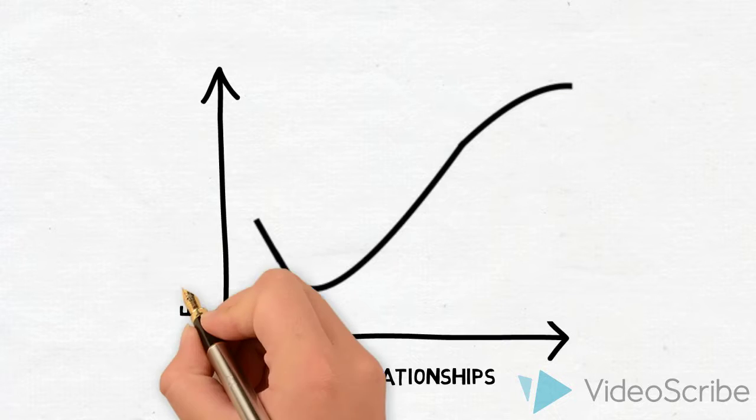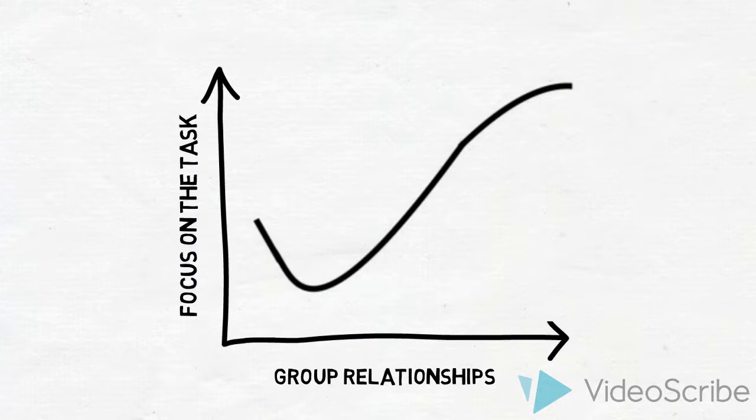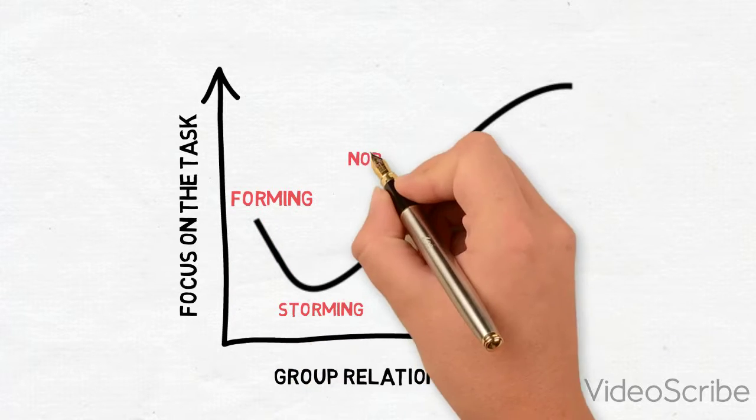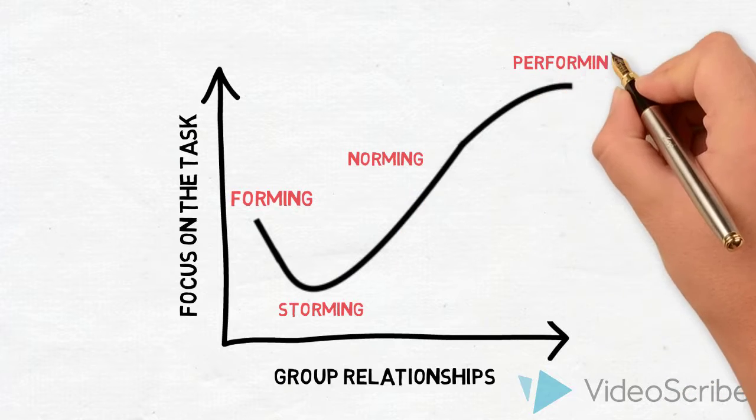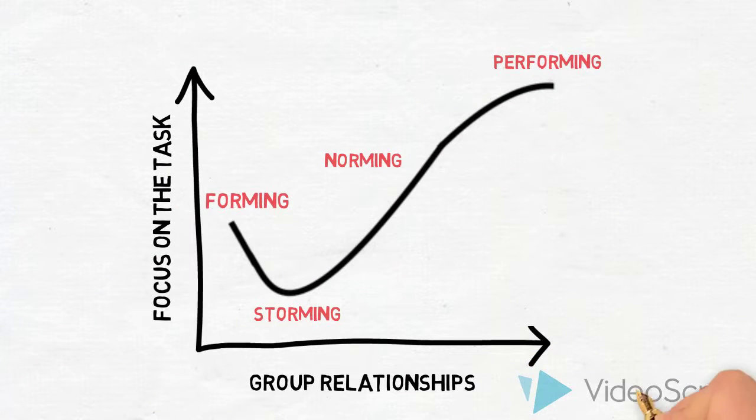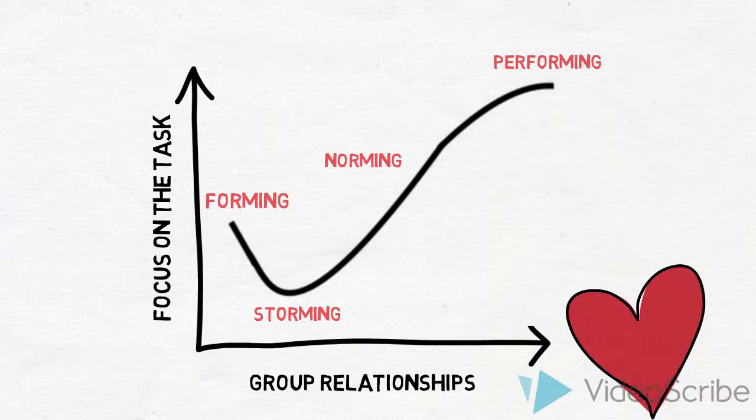The 4 stages we need to go through are the forming stage, the storming stage, the norming stage and the performing stage. The optimal or performing position is reached when relationships have developed within the group and it has started delivering with a clear focus on the task.